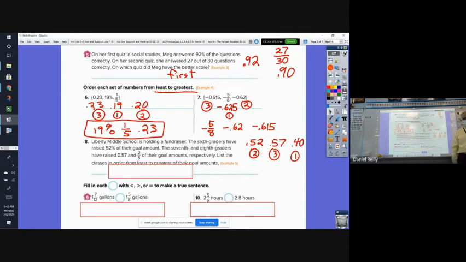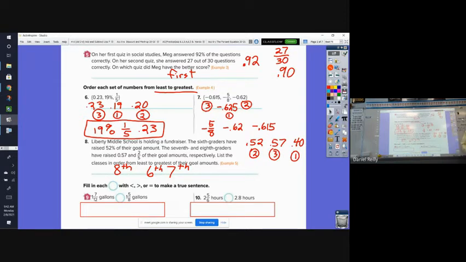So the answer to the question is, Matt? Oh, 8, 6, and 7. 8, 6, 7. That's the answer. 8, 6, 7. Okay, because it says list the classes in order. You don't write these numbers in order.